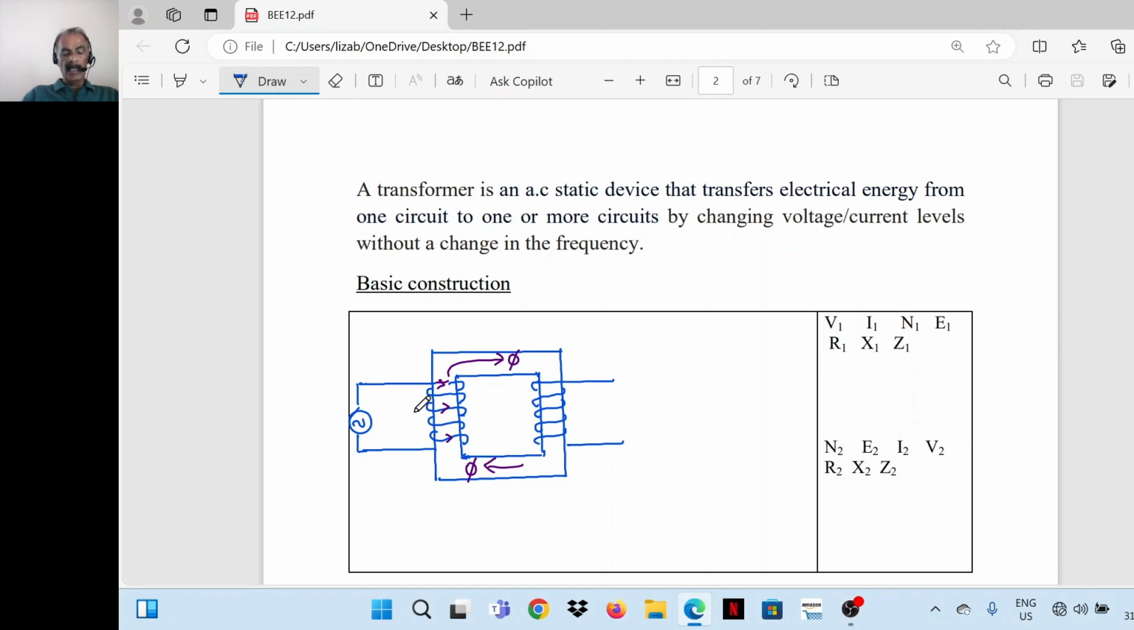So electrical energy is transferred from one circuit to one or more circuits by changing voltage levels. Once the voltage level is changed, the current level also will change side by side. And this happens without a change in frequency. In the primary circuit and in the secondary circuit, the frequency will be the same.